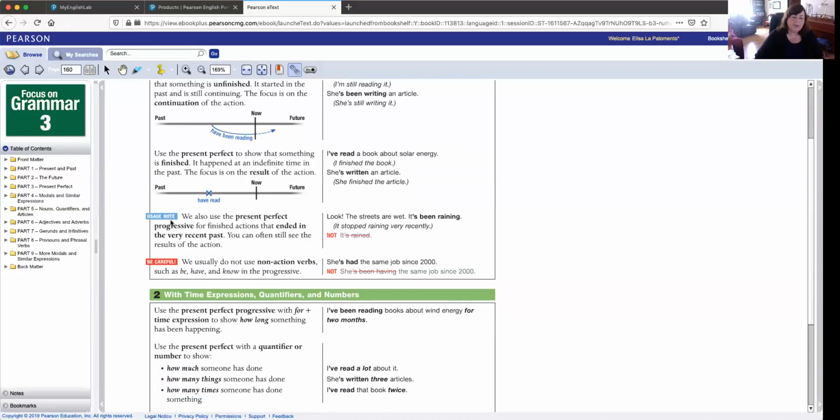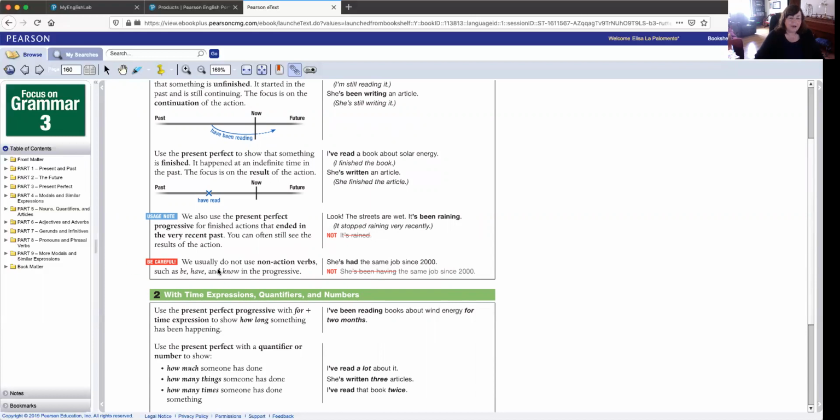Tells you down here, please note, we also use the present perfect progressive for finished actions that ended in the very recent past. You can often still see the results of the action. What does that mean? Let's look at the example. Look, the streets are wet. It's been raining. If the streets are still wet, it means it stopped raining very, very recently. This could also mean that it is still raining, okay? But we can use this both ways.